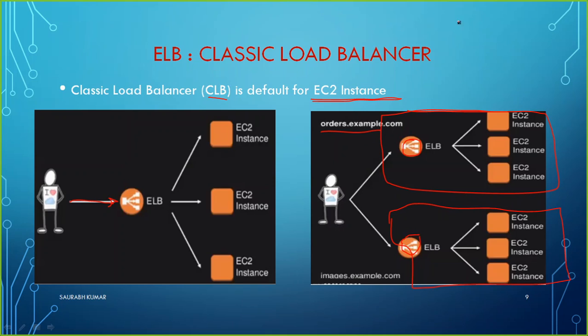For example, you have started a company providing online shopping. In your company you have two categories. One is electronic items, and in one place you are selling grocery items. So you are going to have separate URLs for them. One will be electronics.onlineshopping.com, and the information related to electronic things you keep on these three instances, and their load will be managed by this ELB.